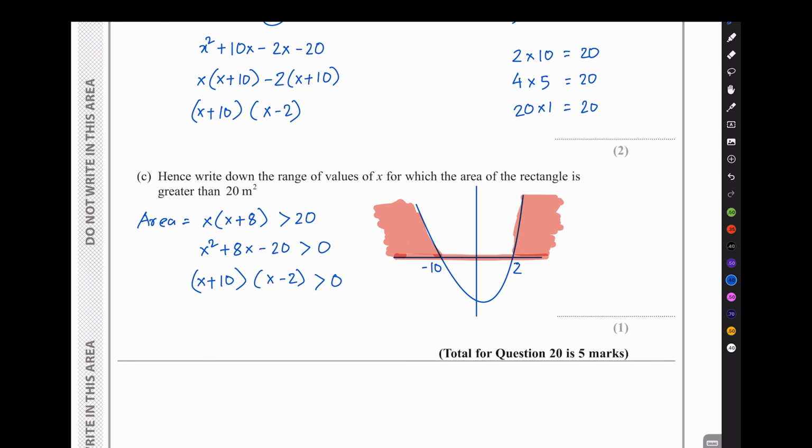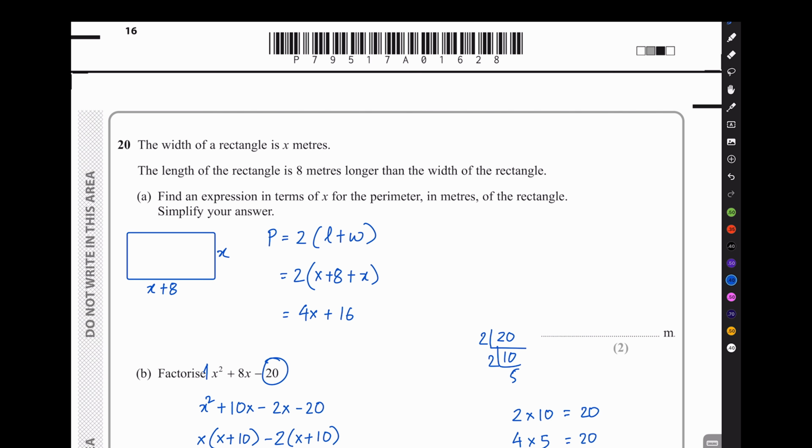The first part of the answer is x should be less than negative 10, and this one is x should be greater than 2. So the answer is x should be less than negative 10 or x should be greater than 2.